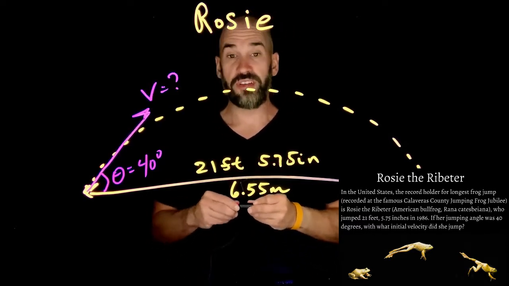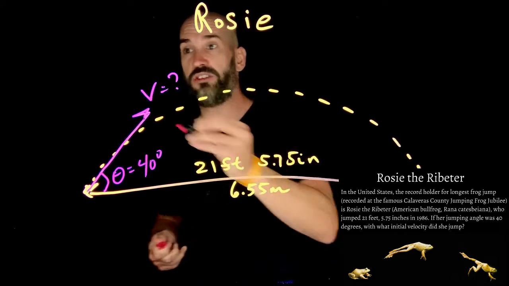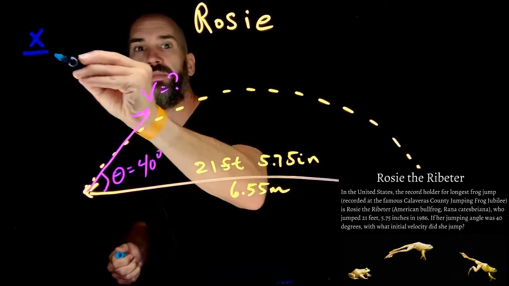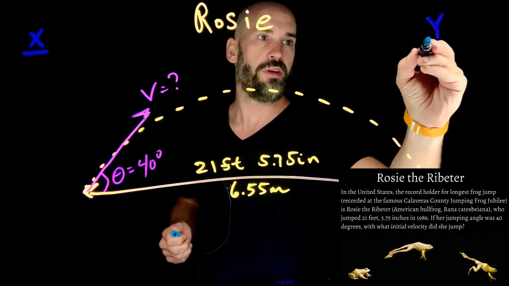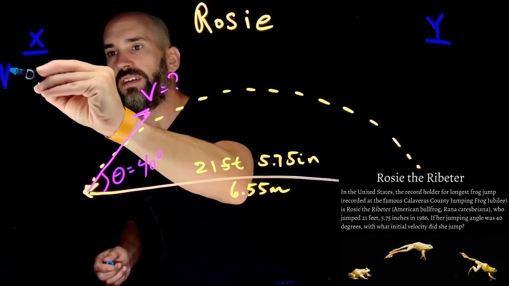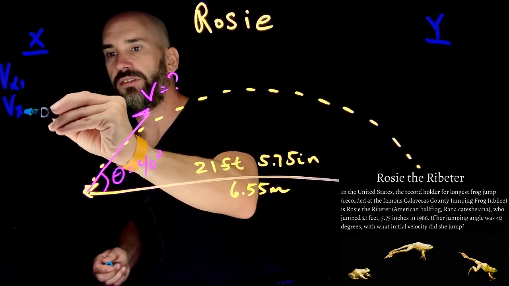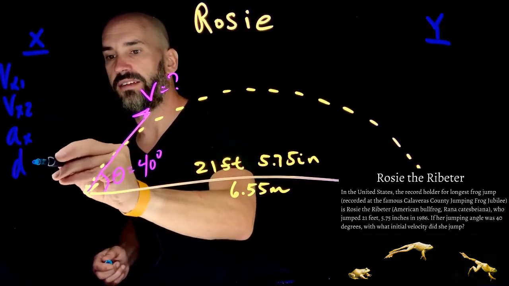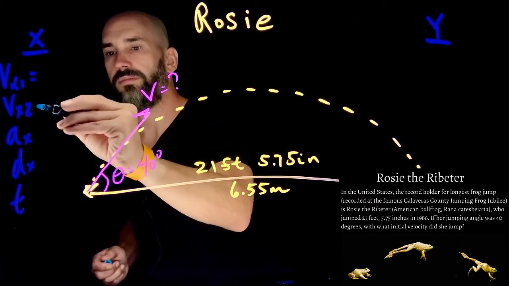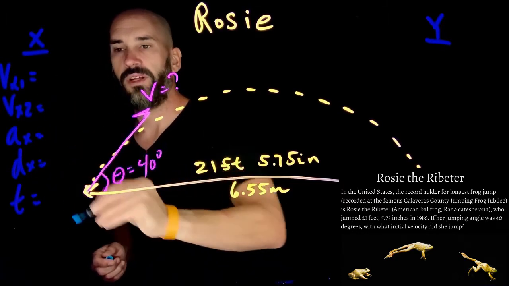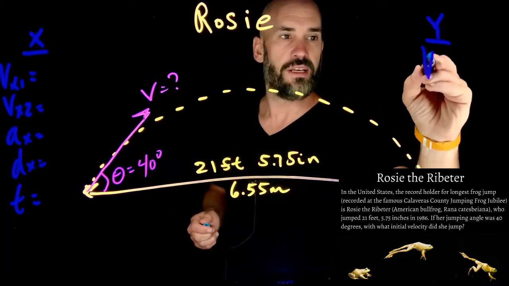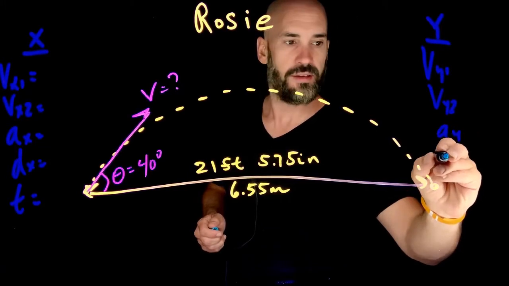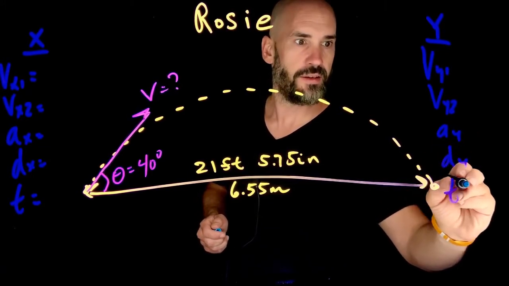Okay, so first things first, we want to make laundry lists, right? Just like we did before, except now I'm going to make an X laundry list and I'm going to make a Y laundry list, okay? And so over here it's going to be VX1, VX2, AX, DX, and T, right? And over here I'm going to have VY1, VY2, AY, DY, and T.